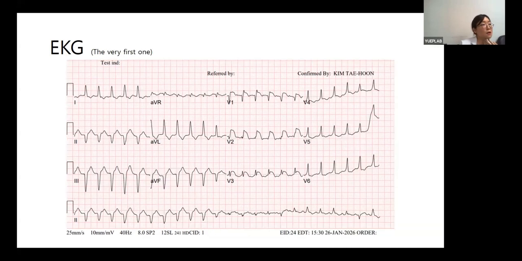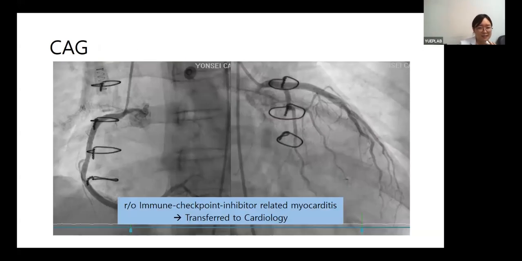This is a CCU patient. Yeah. No, this patient. Yeah, I forgot.